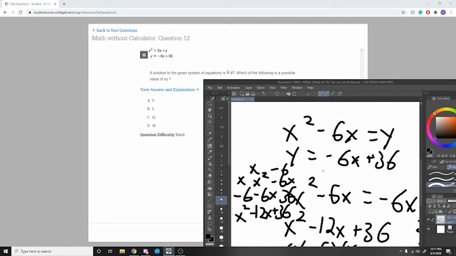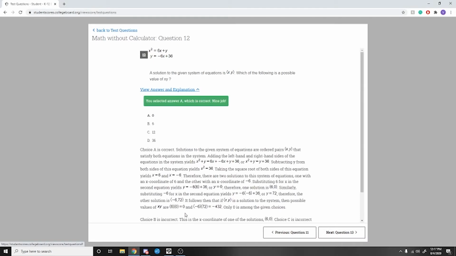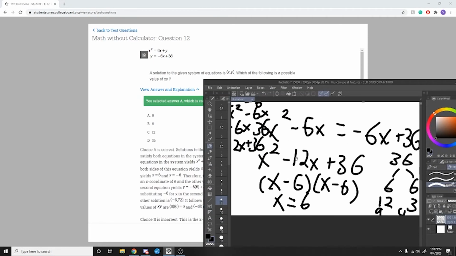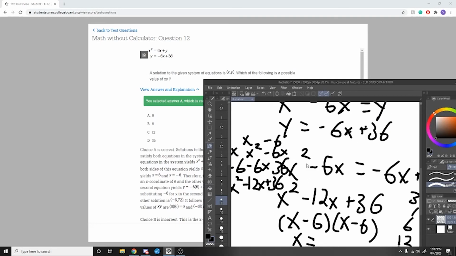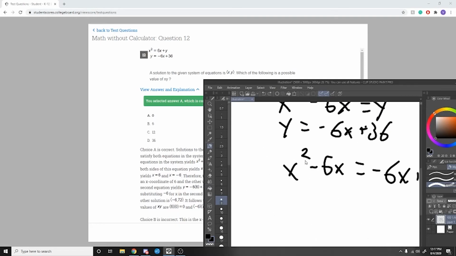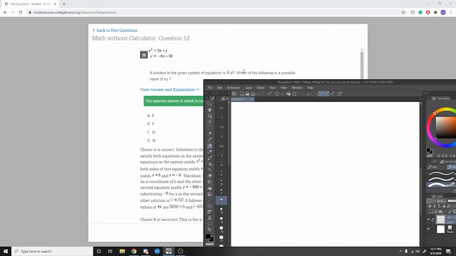Let's see the possible value. Look at 6, 36. It should be A. Yep, okay. I was overthinking it. Since x equals 6, and you plug it in, it'll give you y equals 0. The question is asking, what's the value of x times y? So if you do 6 times 0, that's 0. So the answer is A.